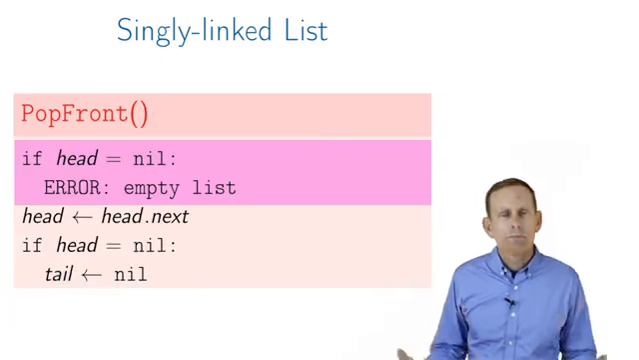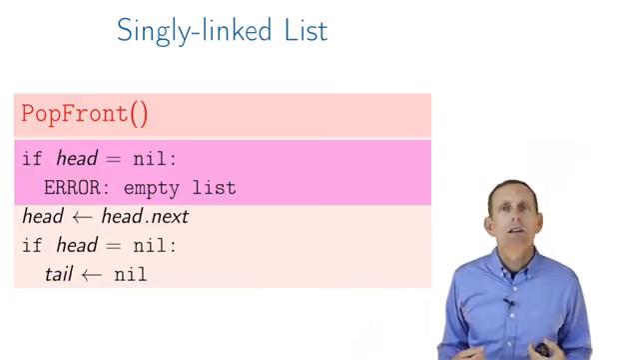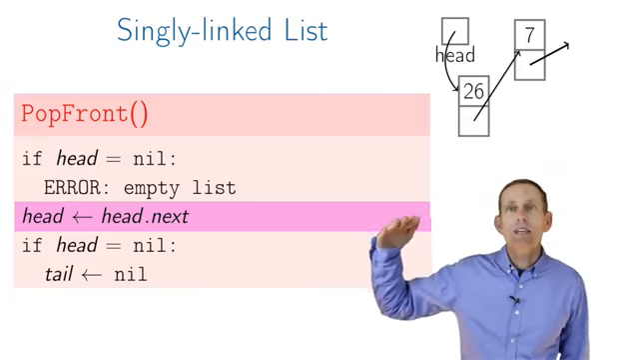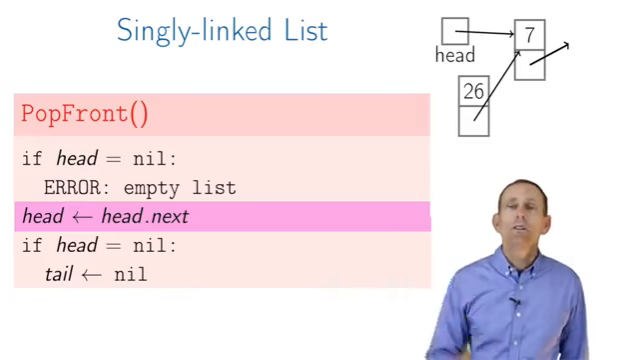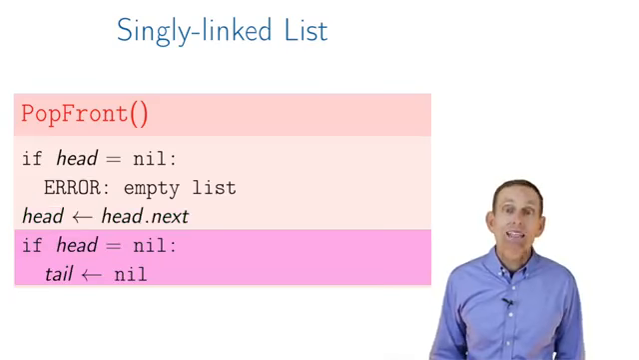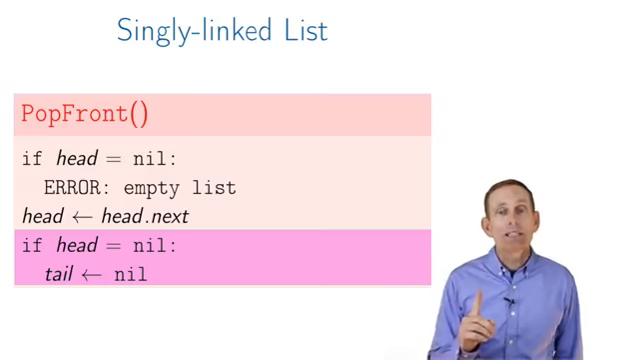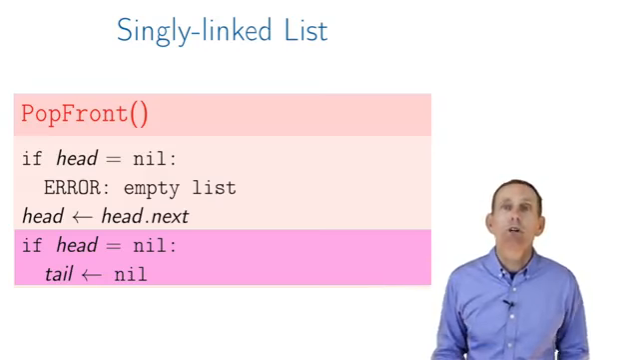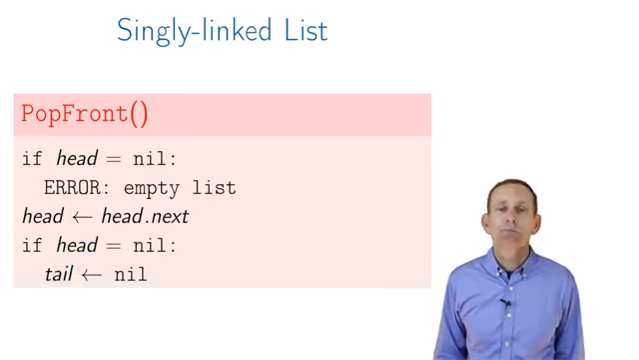Popping the front? Well, if we're asked to pop the front on an empty list, that's an error. So that's the first check we do here. And then we just update the head to point now to the head's next. And just in case that there was only one element in the list and now there are no elements, we check if our new head is nil, and if so, update our tail to also be nil.